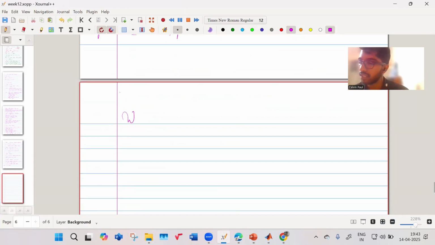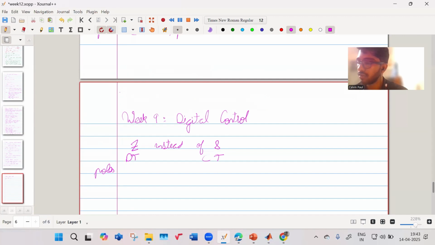Then we go to week 9, which is related to digital control. So then we have the concept of Z instead of S. Okay. This is for discrete time systems, this for continuous time systems. Then the poles should lie within the unit circle, while in the continuous case, with sigma and j omega, the pole should lie in the left half plane. Here the pole should lie within the unit circle.